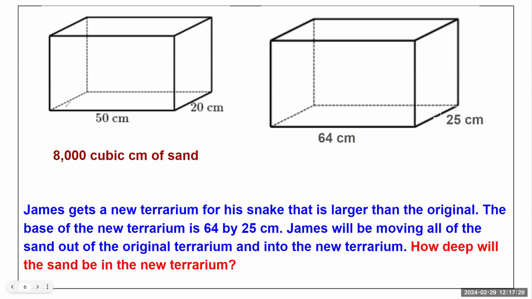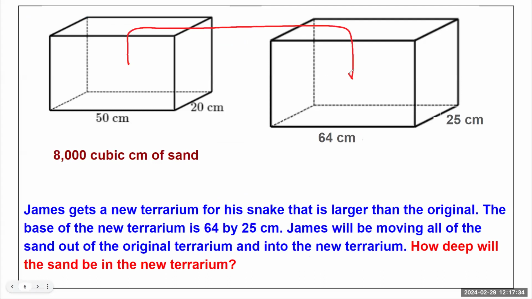And we're going to be transferring all of that sand out of the original terrarium and into the new terrarium. We know that the sand in the original terrarium was 8 centimeters tall or 8 centimeters deep. Now the new terrarium is going to be longer and wider than the original terrarium. So the sand that was 8 centimeters deep is going to be spread out along a wider and longer surface, and that height or depth of sand is going to be reduced. So the new height of that sand is going to be less than 8 centimeters.